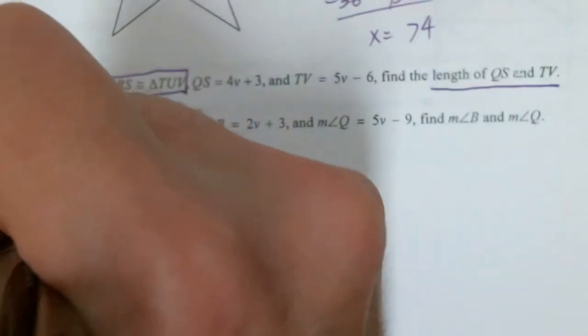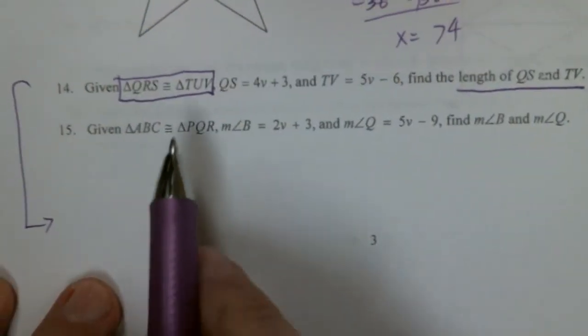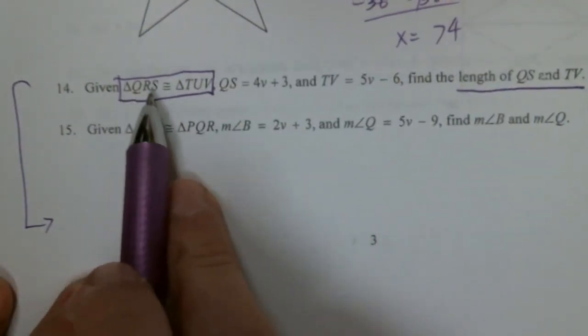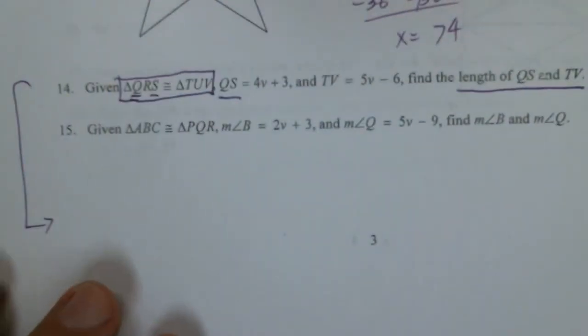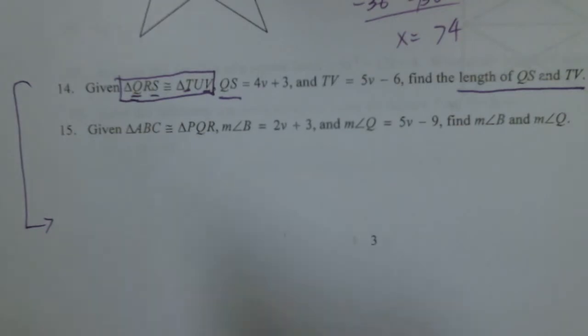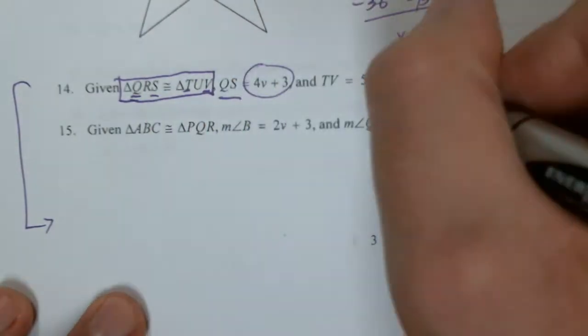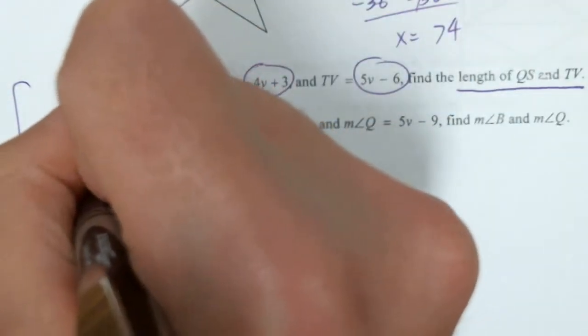I'm going to come down here and give myself a little bit of room. All you got to do, guys, is look at your congruent statement. QRS is congruent to TUV. Okay, QS, the first and third position. TV, first and third position. So that means those two lines have to equal each other. So I'm just going to set these two expressions equal to each other and solve.